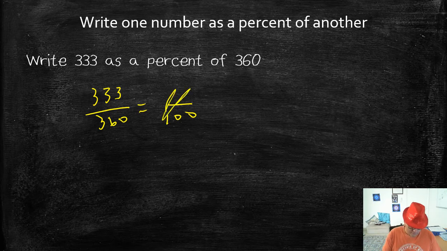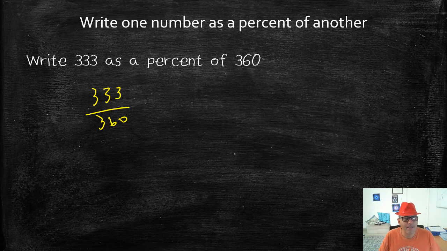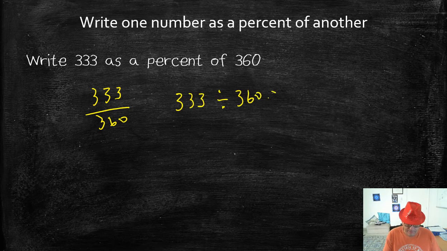is change it to a decimal first. All right, and then remember, once we have it as a decimal, so how can I change this to a decimal? We do the division. We don't need to do this by hand. So what are we going to do on our calculator? On our calculator, we're going to do 333, and then we're going to divide it by 360, and we put that in our calculator.